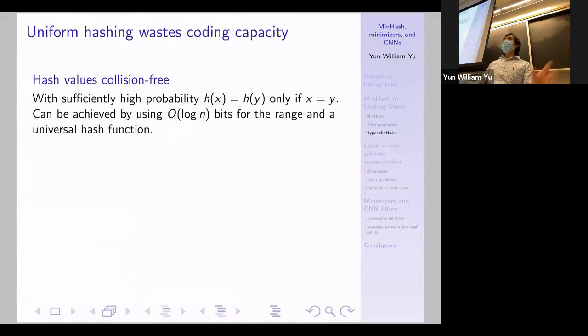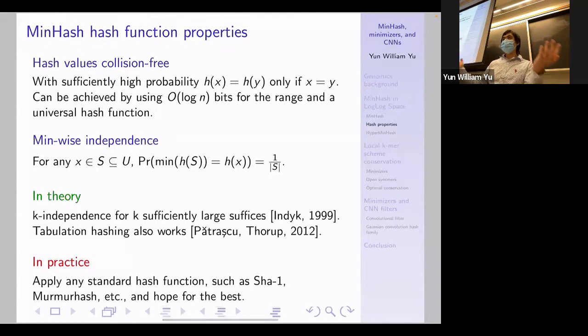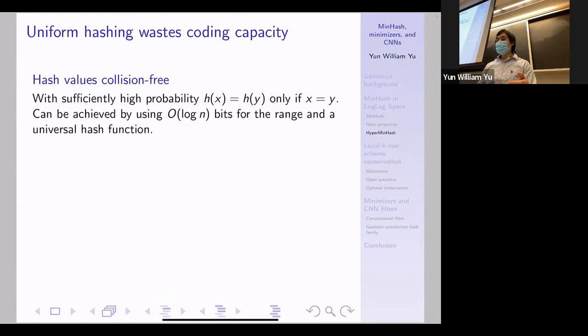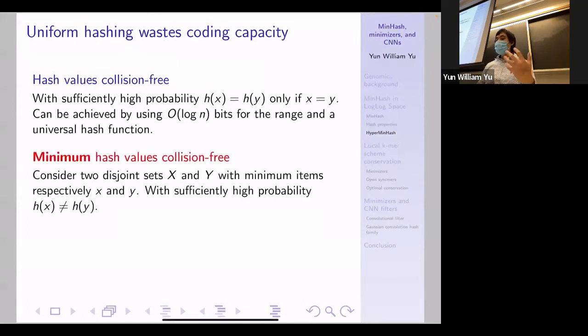Now, the point of MinHash is that we don't actually need both of these properties. We don't actually need that all hash values are collision-free and minwise independence. We only need that the minimums are collision-free. We only need the property that minimums are unlikely to be equal to each other, not that all hash values are unlikely to be equal to each other. And somehow using O of log n bits gives you this much stronger guarantee that no two items are likely to collide. But we don't really need that. So can we take advantage of that to reduce the space complexity of our algorithm?